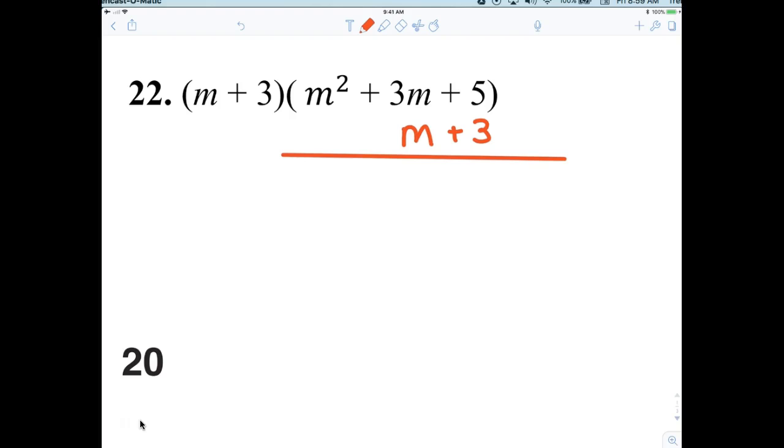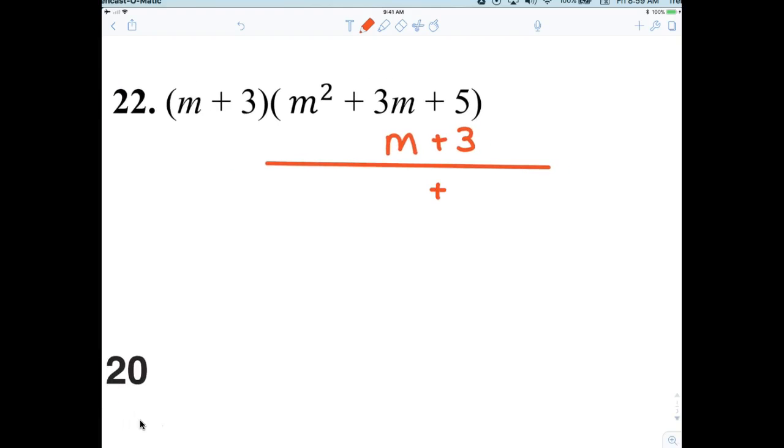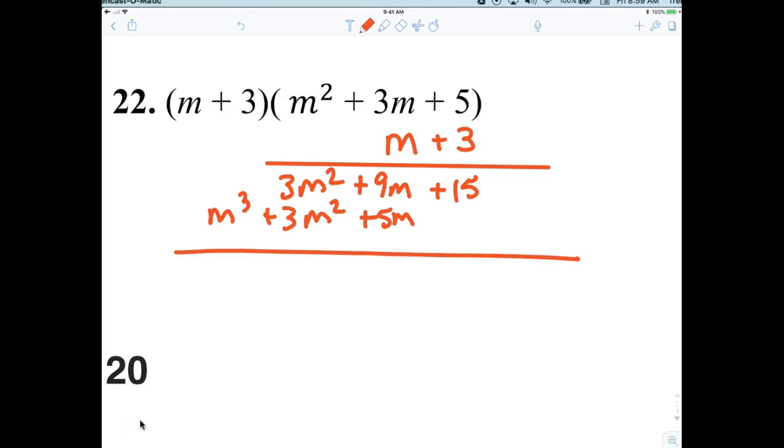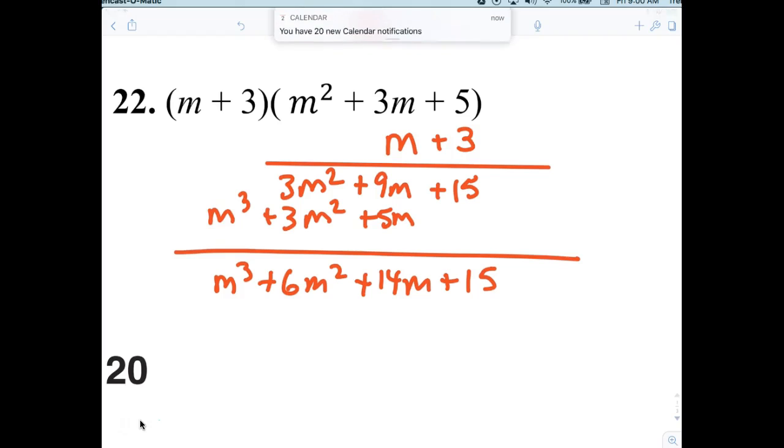All right, let's see. Here we go, guys. Again, +15, +9m, 3m squared, +5m, +3m squared, m cubed. All right, m cubed plus 6m squared plus 14m plus 15. Everybody agree? Simple. That's a very easy day. Because remember, when you add, you don't add exponents. Do you remember that now?